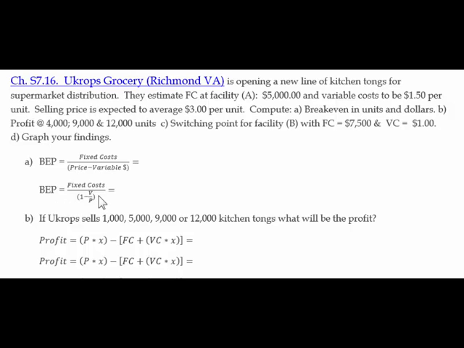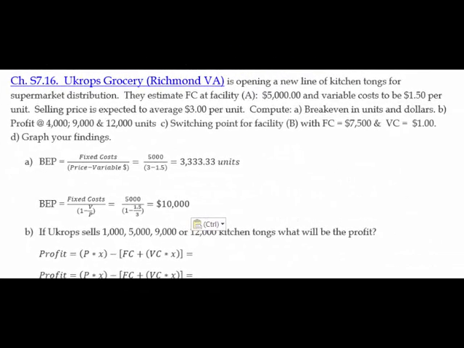And you might want to shut this off for a second and calculate this on your own, just to make sure you know how to do it, because of course we just did this in the previous section. But I'm going to go ahead and calculate it for you here. We're going to first take the fixed cost and divide it by the price minus the variable cost. So what we have is the fixed cost of $5,000, which we pulled right out of here. And we're going to divide by 3, which is the selling price of the tongs, minus $1.50, which is the variable cost. So we need to sell 3,333 units in order to break even.